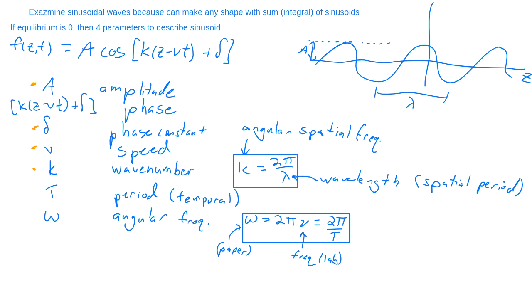So one more. We can relate nu to omega and T, but how do omega and T relate to all the other parameters? We haven't talked about that. So how do they relate to the other 4? And so here's the relationship that we can use. Our frequency nu is v over lambda. That's useful.